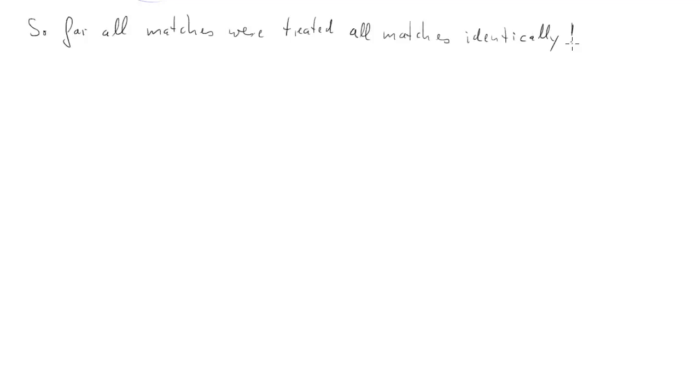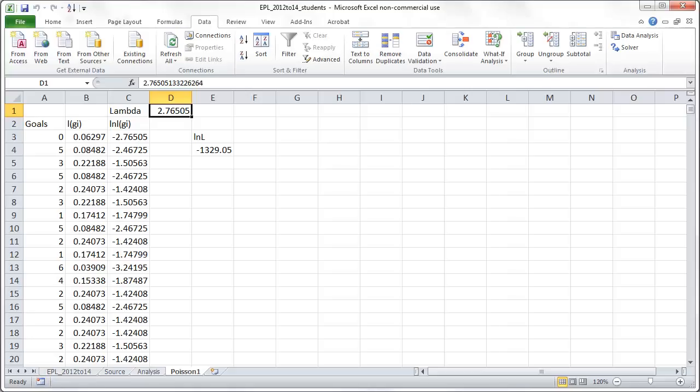Up to this stage, we treated all matches as being identical, i.e. we expected the same number of goals for all matches. Now we want to introduce some variation to allow for this expectation to vary with some sort of variable. So we want the expectation of gi, expressed as lambda i, to be conditional on some variable, and let that variable be, for instance, top i.